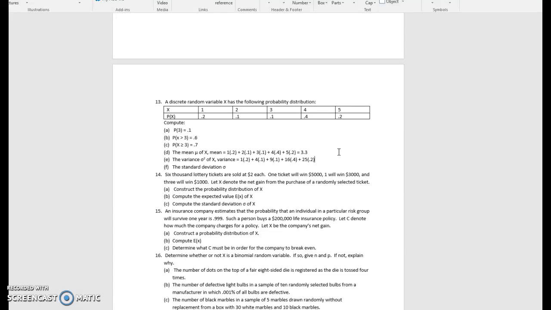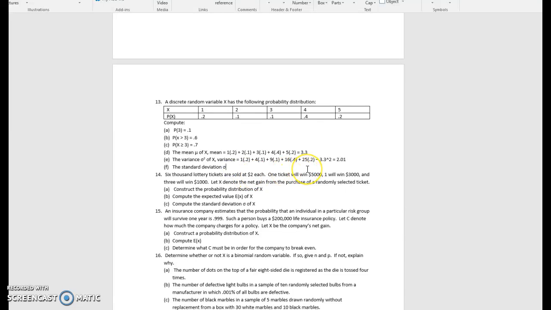Now, we're going to add all of those up, but we want to subtract off our mean squared. And our mean that we got in part D was 3.3, and we want to square it. So I'm just going to write it like that for now. So we can put all of this in our calculator at once. And we get 2.01. All right, now we've got our variance.